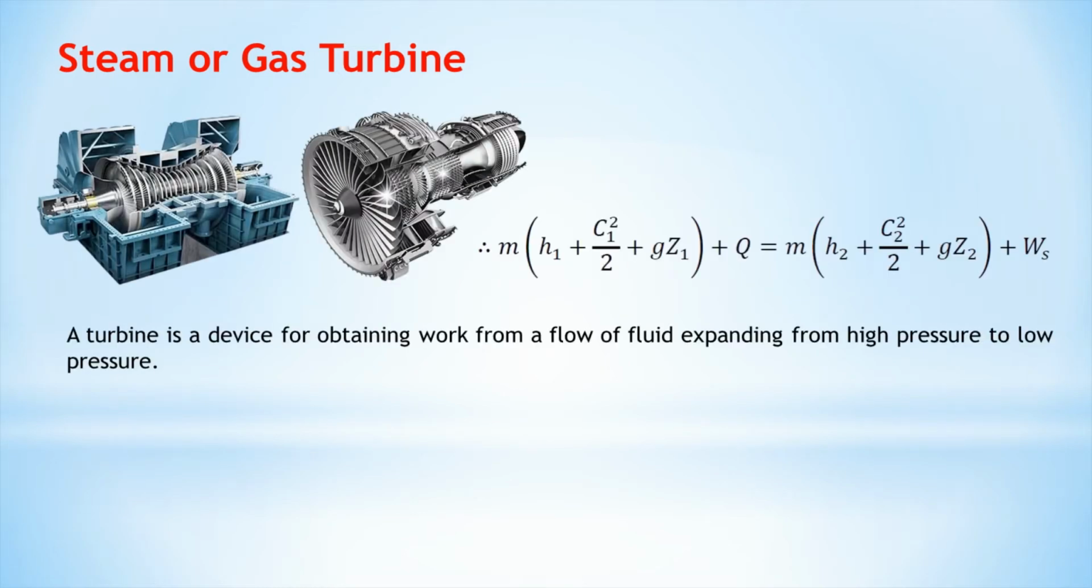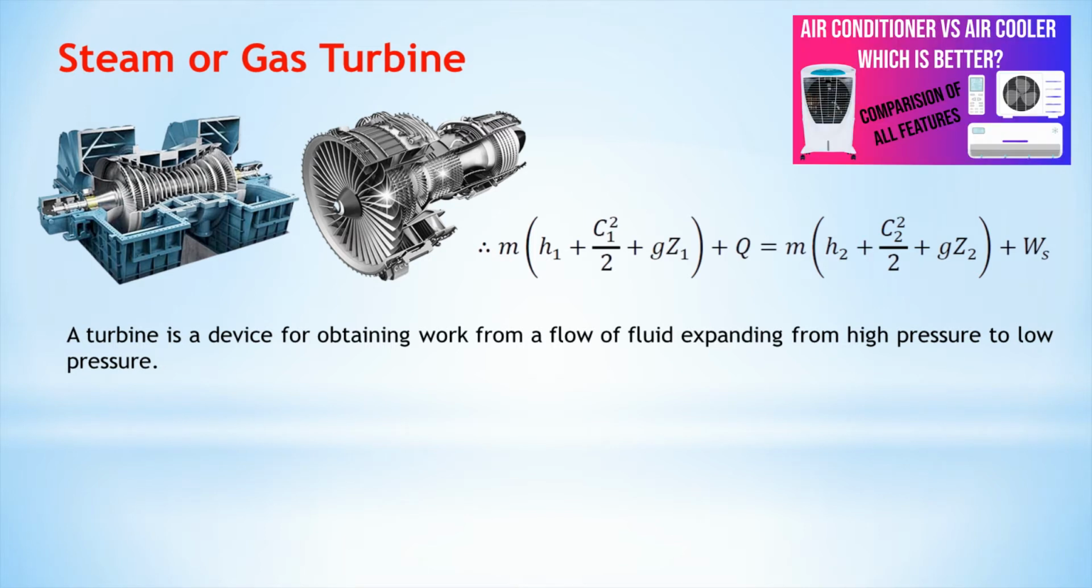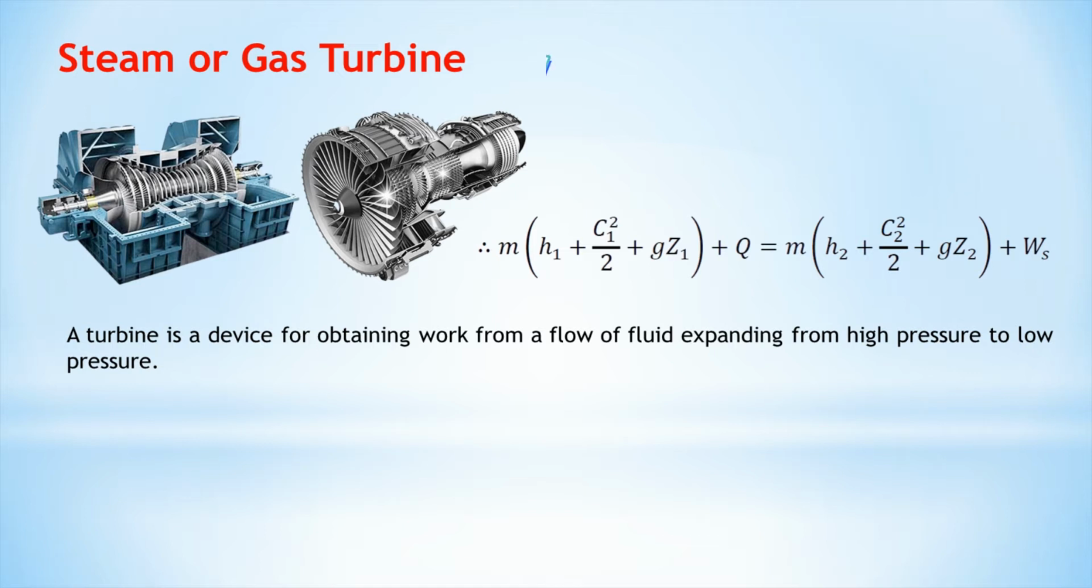Now we will apply the steady flow energy equation for a steam turbine or gas turbine. A turbine is a device for obtaining work from a flow of fluid expanding from high pressure to low pressure. So during the expansion process, volume will increase and pressure will decrease, and the output will be produced.